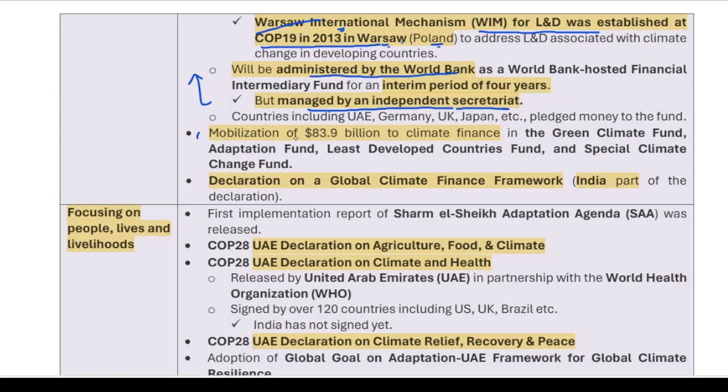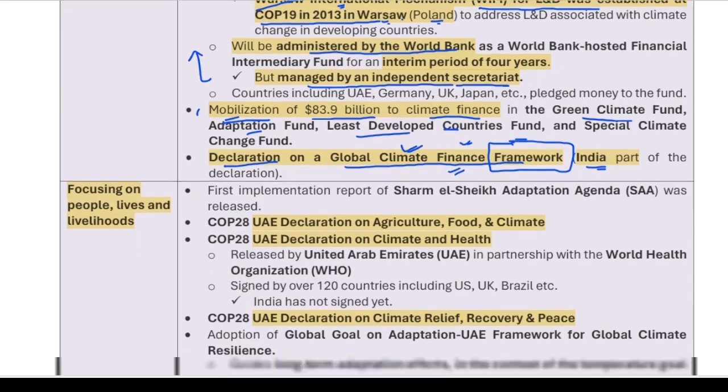Now, another climate finance item is the mobilization of 83.9 billion for climate finance. All the countries have agreed that 83.9 billion will be mobilized for adaptation, the least developed countries fund, and the green climate fund. Then, the declaration on the global climate finance framework. India will be part of this global climate finance framework. Framework means a set of rules on how these climate funds and finances will be operationalized and maintained. It is within the framework that this will be discussed.